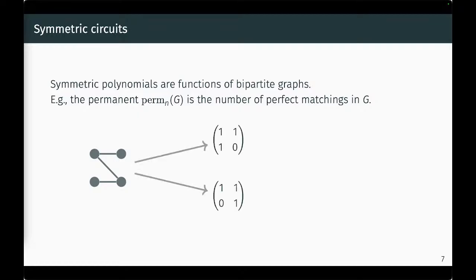Now there are different biadjacency matrices of that graph, but due to the symmetries of the permanent, they both get the same value. So it doesn't matter which of the bi-adjacency matrices I choose, I get the same value, and this is why we use graph theoretic techniques to study these polynomials, because they actually encode parameters or functions of graphs.